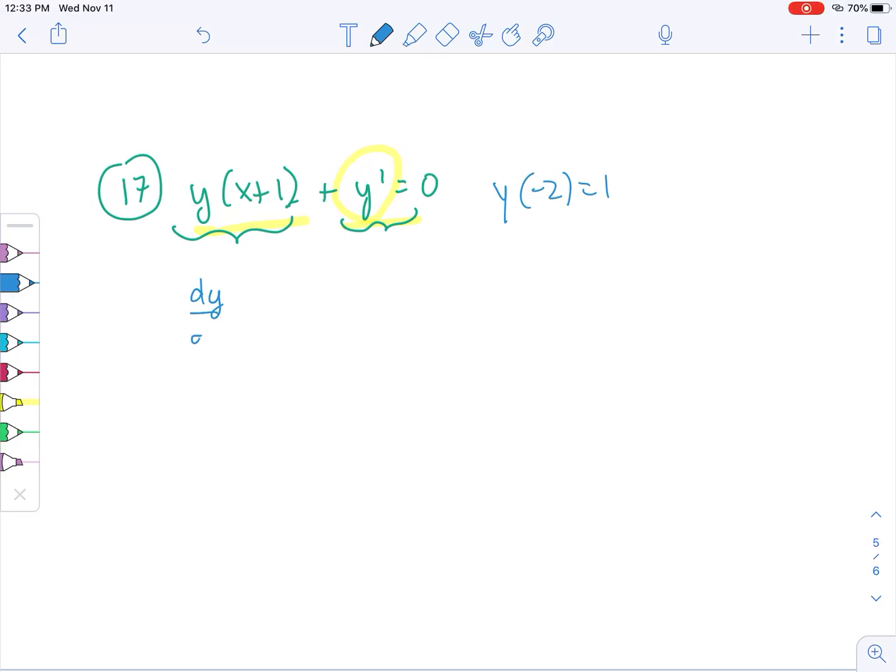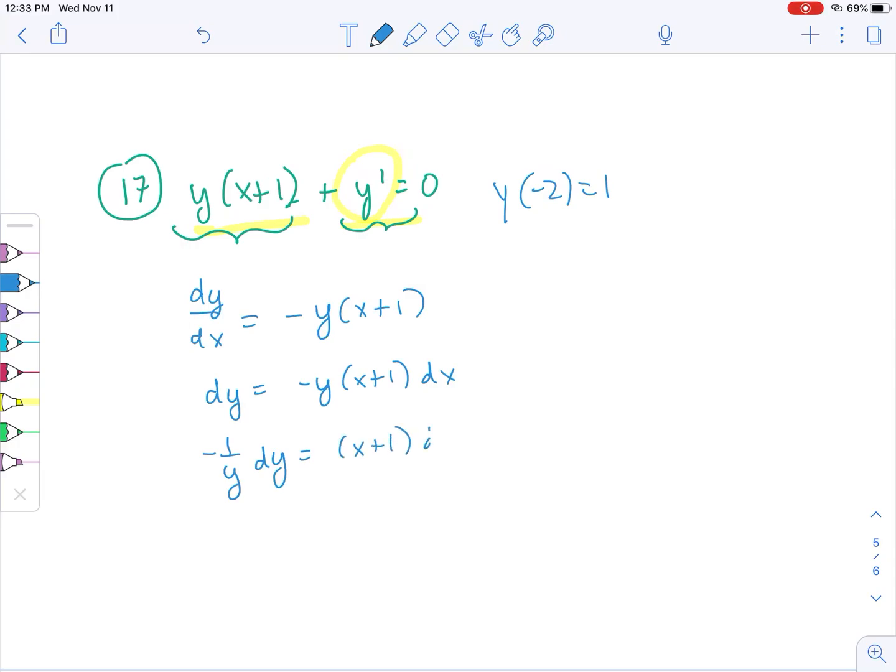So dy/dx is equal to negative y times (x plus 1). At this point, we can multiply both sides by dx. That's going to give us dy equals negative y (x plus 1) dx. We're going to divide the negative y over to the other side. So we have negative 1 over y dy equals (x plus 1) dx. At this point, we can integrate both sides.